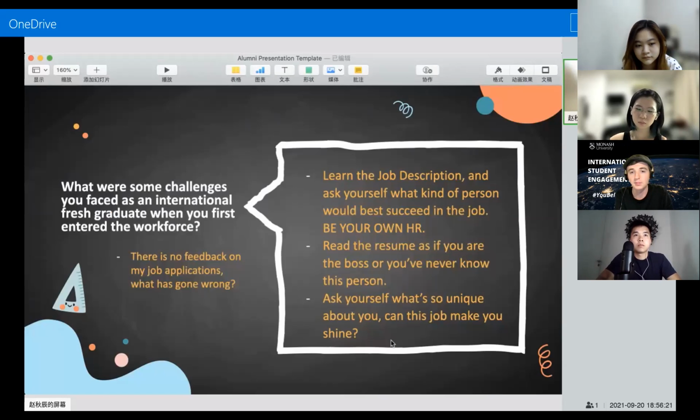Another thing is, can this job make you shine? Sometimes a job is just not for somebody like you, which is totally fine. There are thousands, millions of jobs, and you are a unique person. You need to find something that suits you as you, and jobs that can really make your shining points show. It's a mutual selection: you're selecting them, they're selecting you. So think from this broader angle when you're looking for a job and submitting your applications.